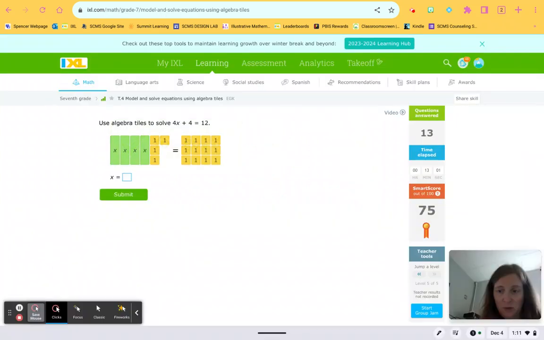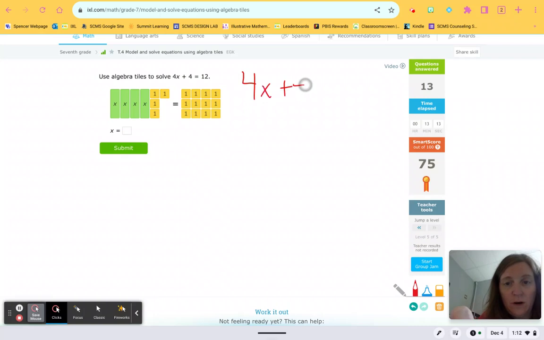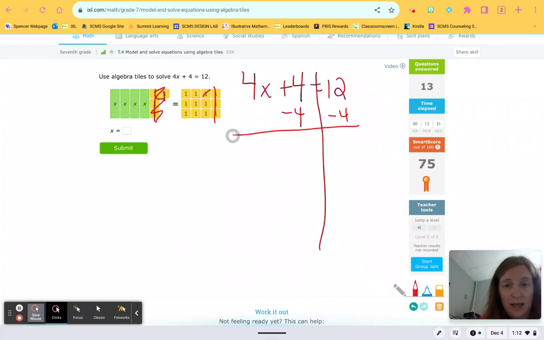All right, let's do one more. 4x plus 4 equals 12. 4x plus 4 equals 12. Now, we have 1, 2, 3, 4 to get rid of. So we're going to get rid of 1, 2, 3, 4. So take away 4 on that side, gets rid of it. Take away 4 on this side, and we're left with 8. And that makes sense. 1, 2, 3, 4, 5, 6, 7, 8.